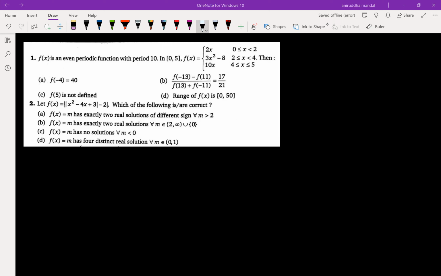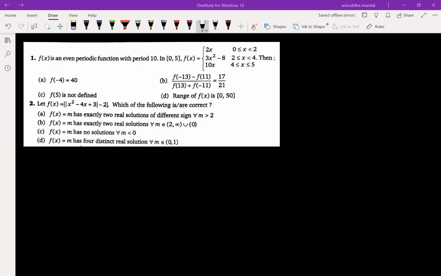Today we will do two problems based on function. The first problem says if f(x) is an even periodic function with a period of 10, within the range of 0 to 5, f(x) is defined like this, and we have to check these four options. So this is a more than one correct question.